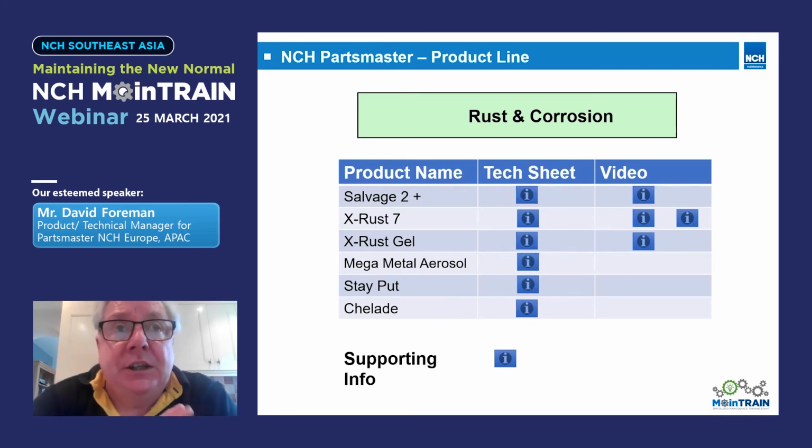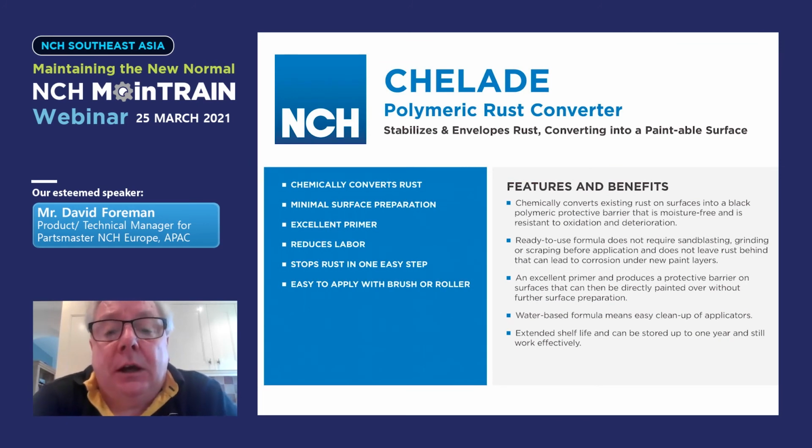Okay, this isn't really a Partsmaster product; it's more of a chemical product, but we're still part of the same group, so they complement each other. Chalade is a rust converter. So what it does, in simple terms, is convert magnetic ferrous oxide, magnetic iron, to non-magnetic iron, and by doing that, it stabilizes the corrosion, stops it, and provides a primed surface.